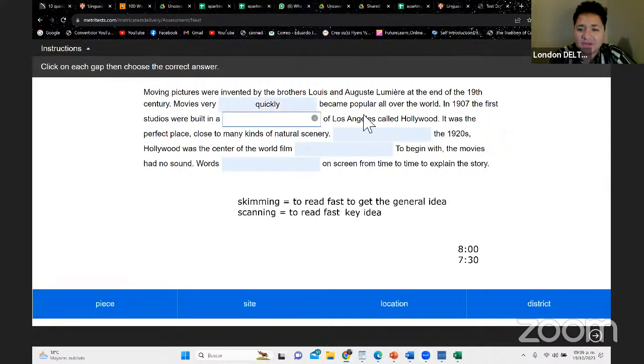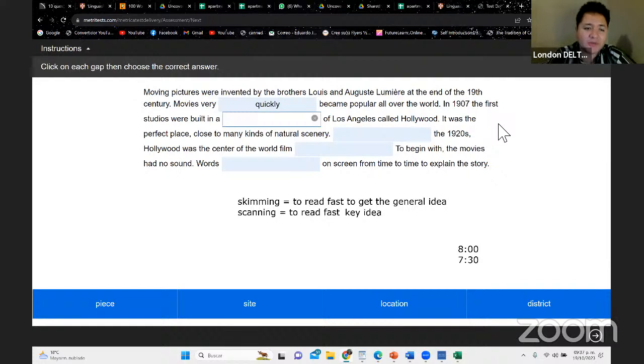All right. In 1907, the first studios were built in of Los Angeles called Hollywood. This is a vocabulary word too, okay? Please leave your answer on the chat. You have: the first studios were built in a piece of Los Angeles, in a site of Los Angeles, in a location of Los Angeles, or in a district of Los Angeles. I'll give you 15 seconds. Please leave your answer on the chat.